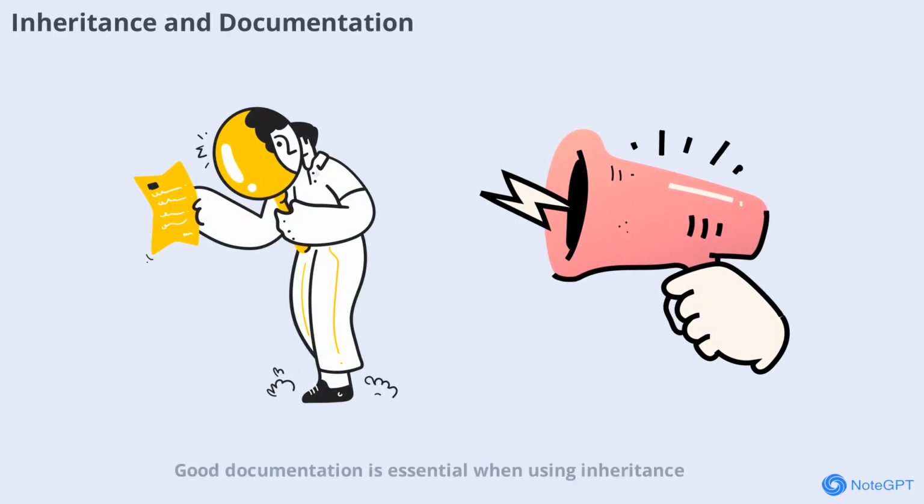Good documentation is essential when using inheritance. Clearly describe the responsibilities of each class, the relationships between superclasses and subclasses, and any overridden methods. This helps other developers understand and maintain your code more easily.